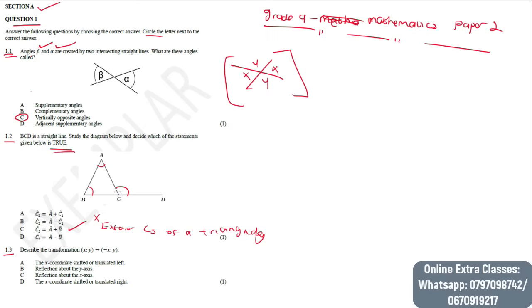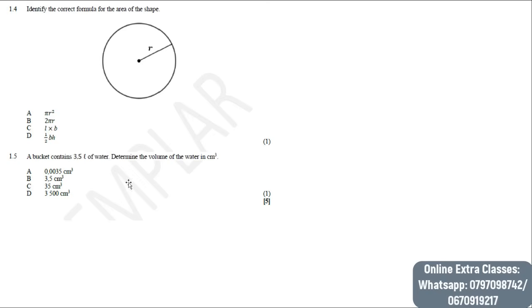And then next, we will move to question 1.3. So question 1.3 says describe the transformation x and y into negative x and y. So this is a reflection about the y-axis. Okay. So next, we will move to our next question, which is question 1.4.